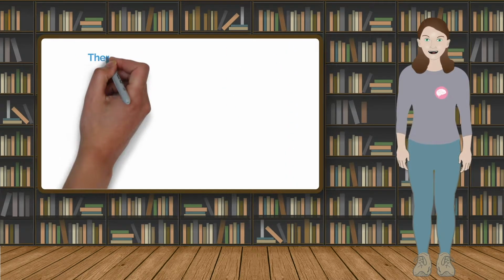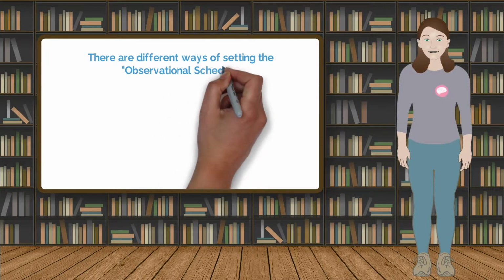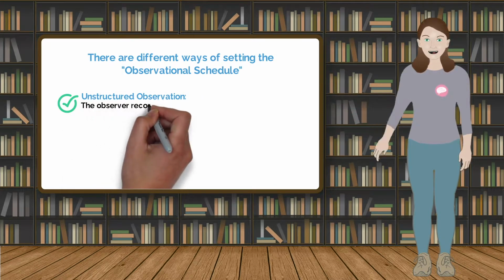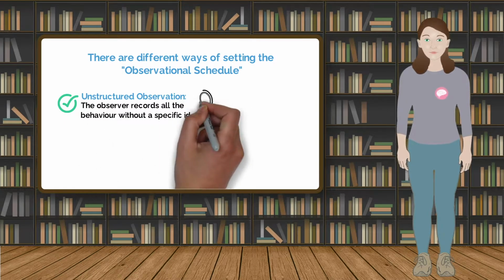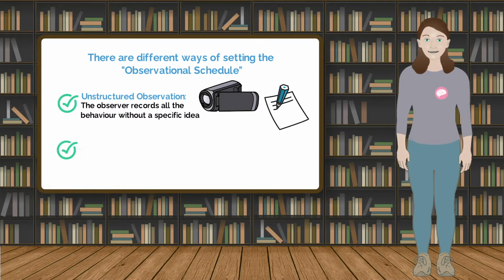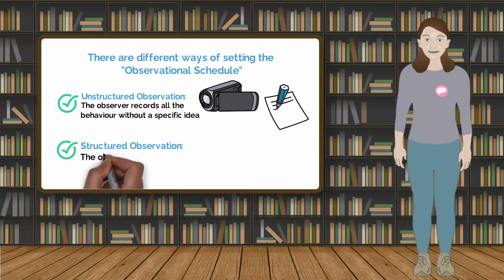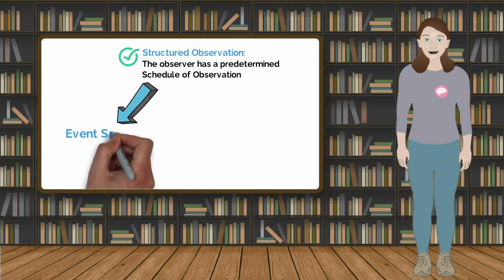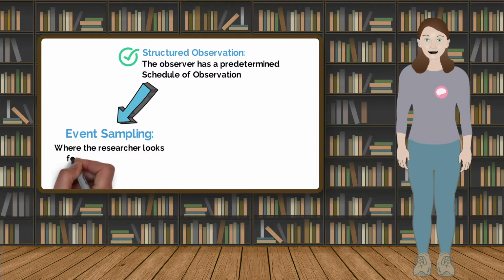For each of these observational methods, there are different ways of setting up the observational schedule. Unstructured observation. This is where the observer notes down or records all the behaviour with no predetermined ideas or categories. Structured observation. The observer has a predetermined schedule of observation. This could include event sampling, where the researcher is looking for certain behaviours and a tally chart is kept of every instance of these behaviours, also known as behavioural codes.